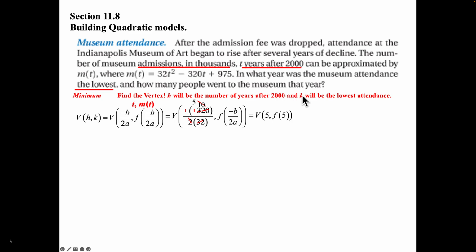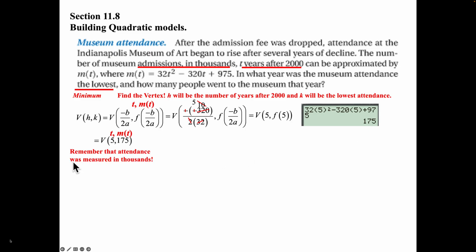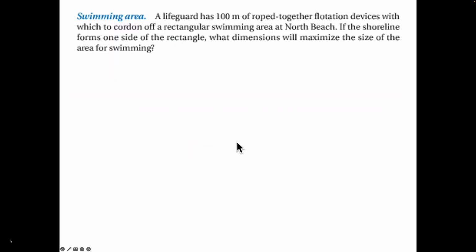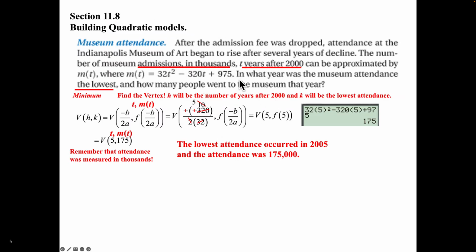So while we're here, let's go find the k value. Using your calculator, we need to go 32 times 5 squared minus 320 times 5 plus 975. Calculator tells me 175. So attendance has to be multiplied by 1,000. So 175 times 1,000 is 175,000. T being 5 after 2000 is the year 2005. So you have to adjust those values based on what these values up here represent.